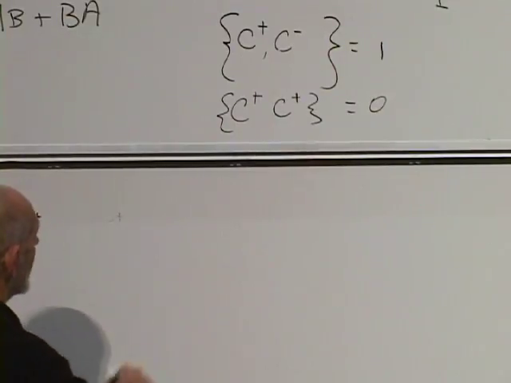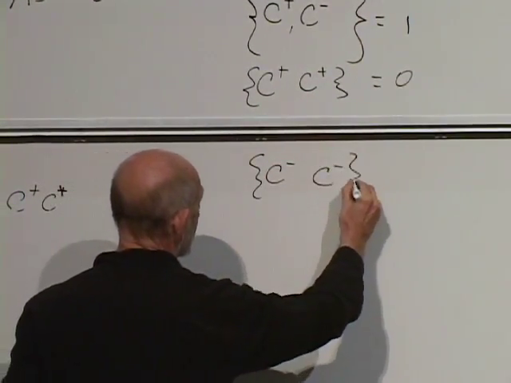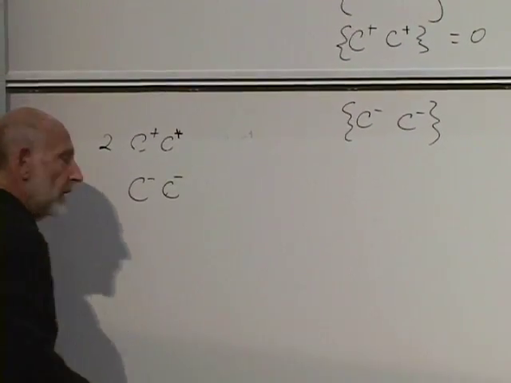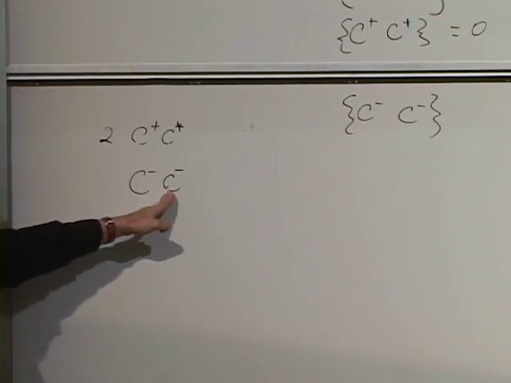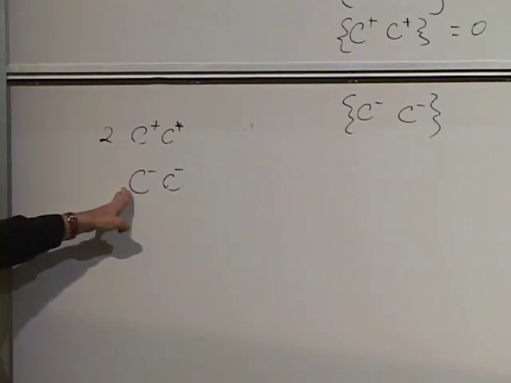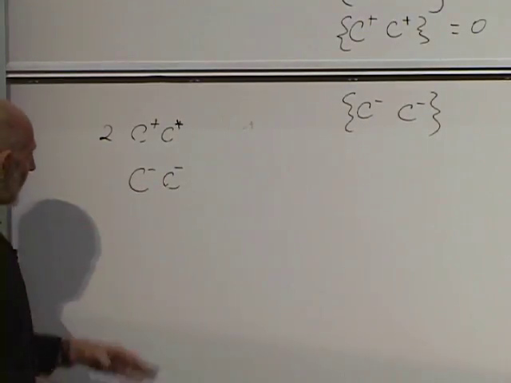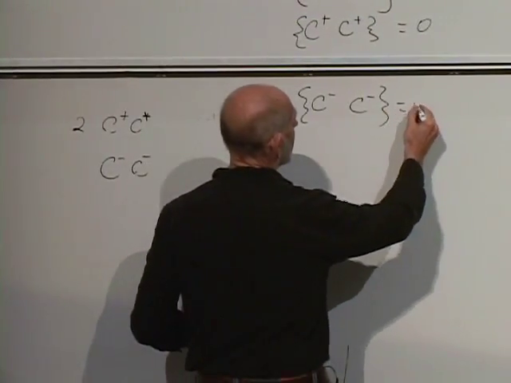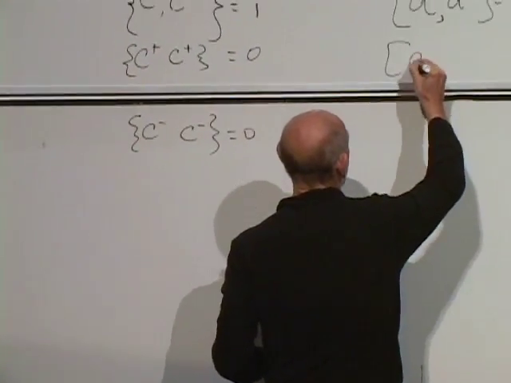What about C minus C minus? The anti-commutator of C minus with C minus is just twice C minus squared. If it acts on a state with a particle, the first operator removes a particle, and the second one looks for a particle, can't find one, and gives 0. If it acts on a state without a particle, it also gives 0. This is the analog for harmonic oscillators of commutators.